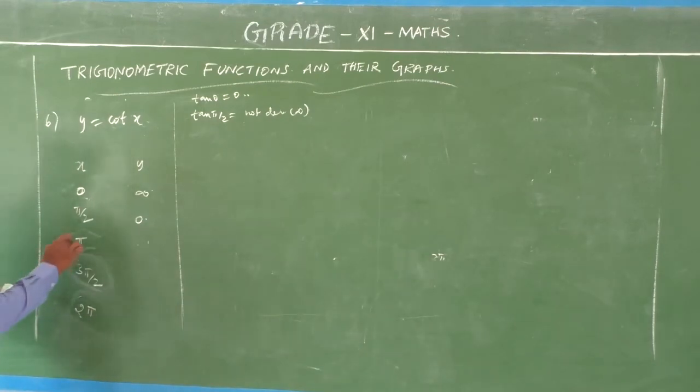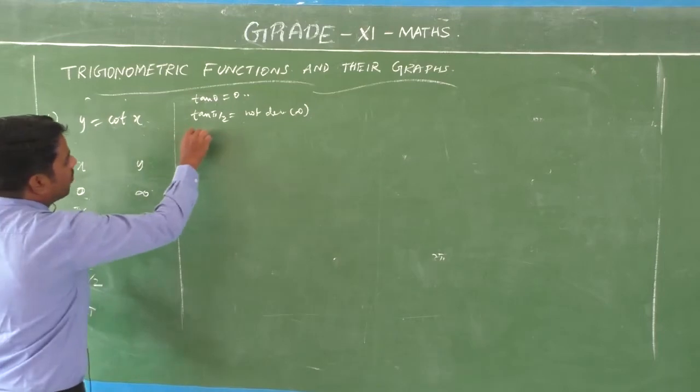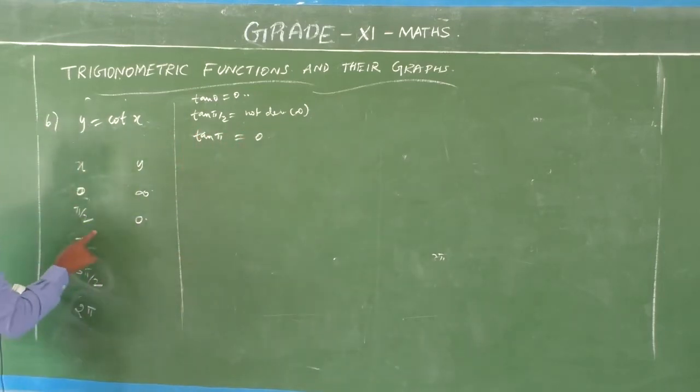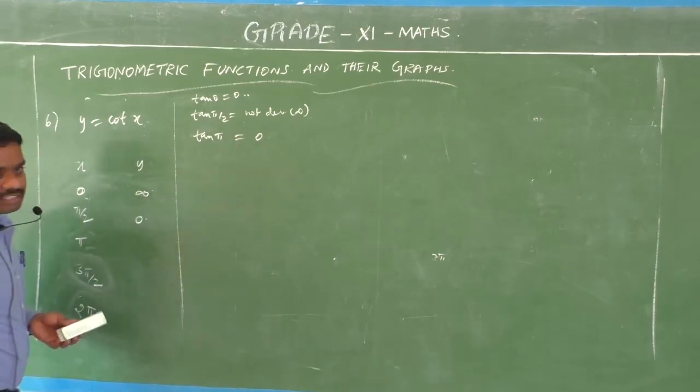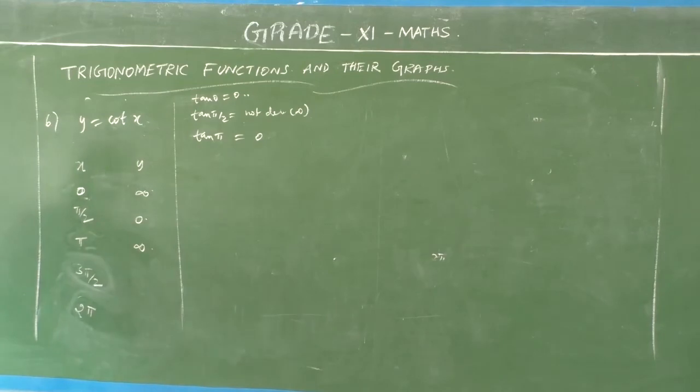X equal to pi. Then cot pi: you know tan pi is 0. Then cot pi is the reciprocal of 0. So infinite. Next, x equal to 3 pi by 2.